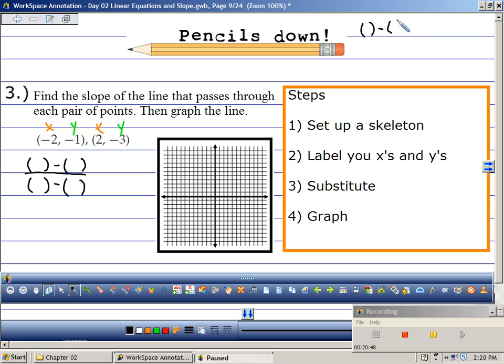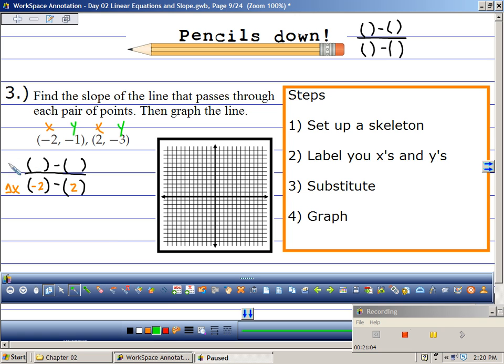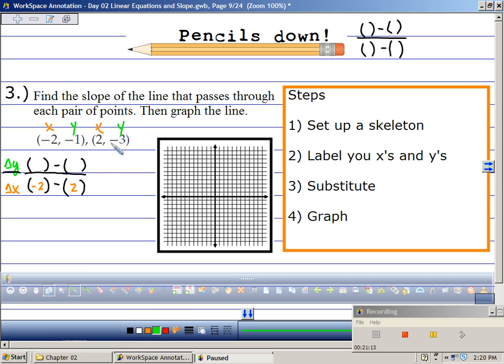Let's just draw another skeleton up here. You don't have to do this one. I'm just doing this for fun. Okay, so let's talk about our X's first. My X's are -2 and 2. Change in X is on the bottom, in the denominator. Change in Y is in the numerator. My Y's are -1 and -3, so I'm going to put -1 and -3.